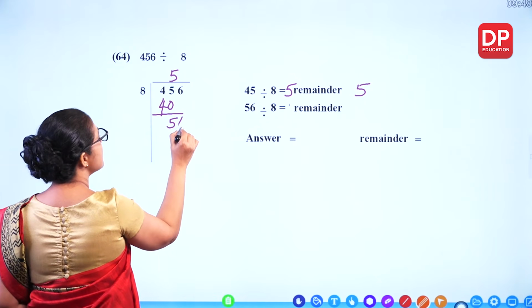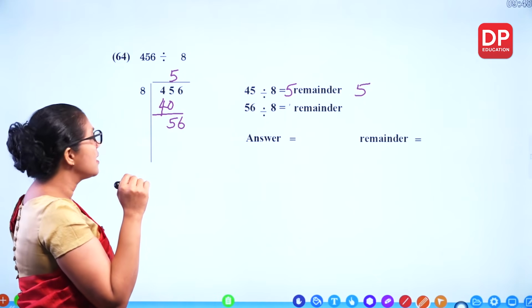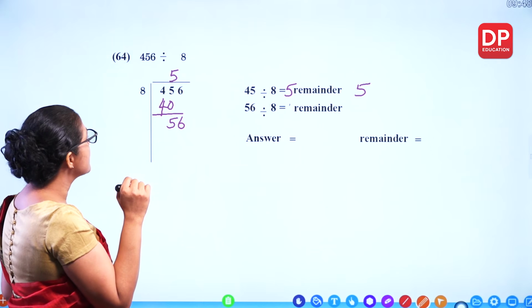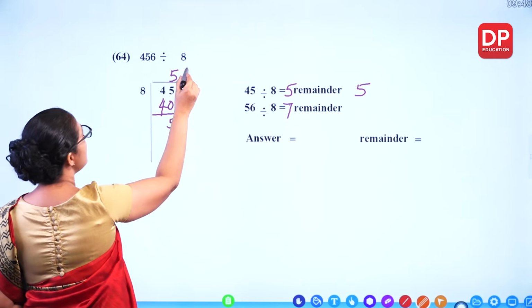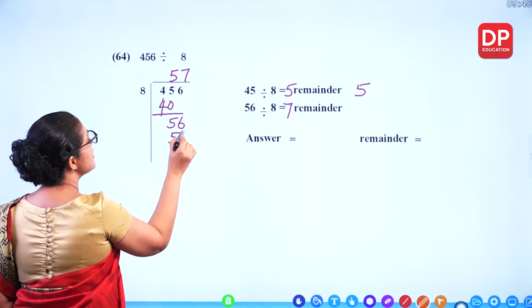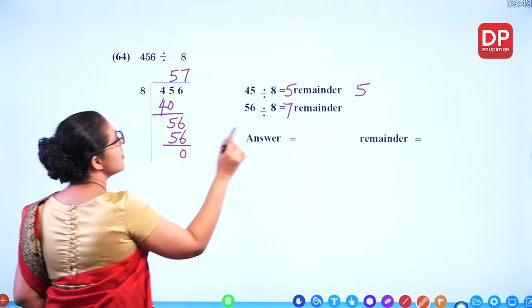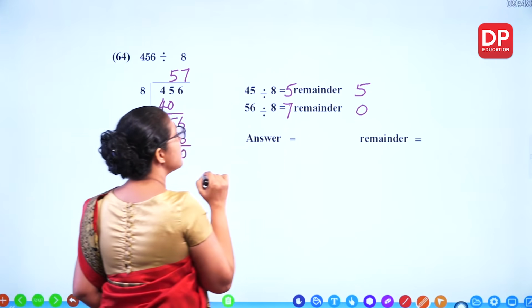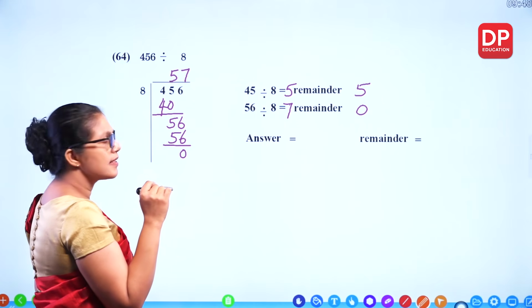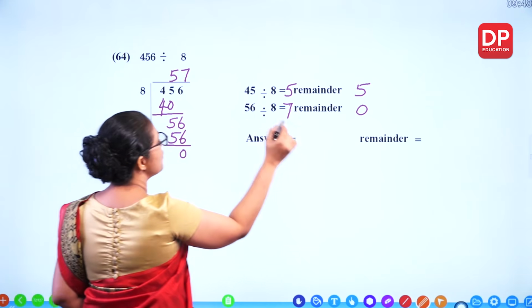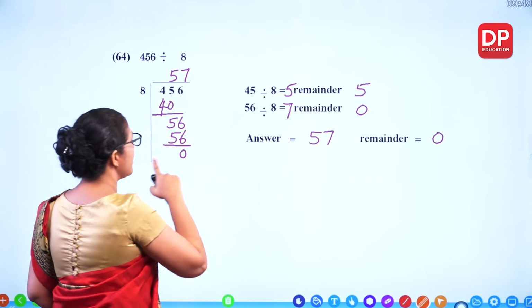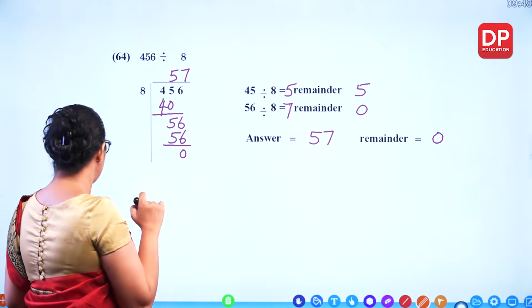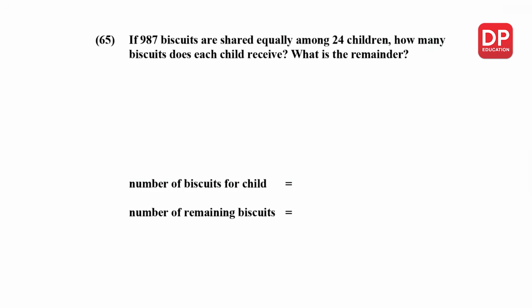Now take the next digit. That's 56. How many 8s for 56? That's 7. 8 times 7, 56. And you get remainder 0. So what's the final answer? Answer is 57 and remainder 0 here. Nothing remaining.